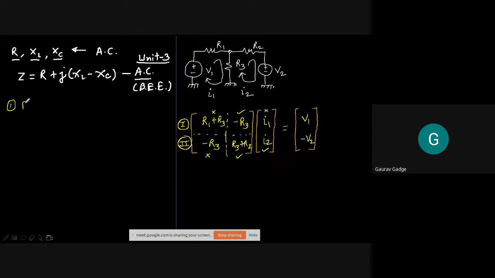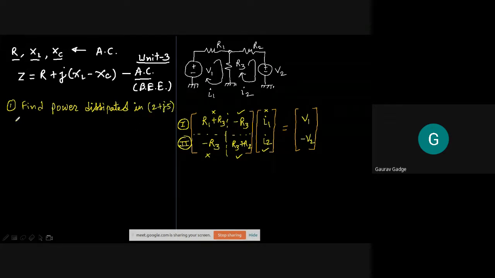Now, first numerical, find power dissipated. Don't be scared, just relax. There is no need to be scared just because the numerical says power dissipated. The numerical is very simple, and you will enjoy the formation of the equation or matrix.